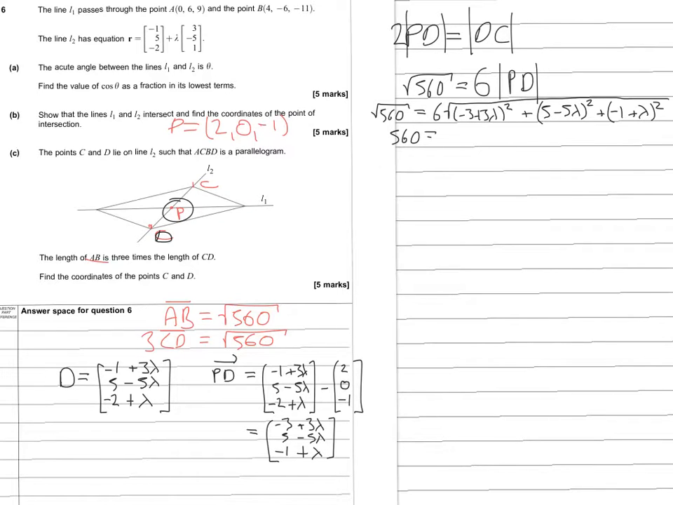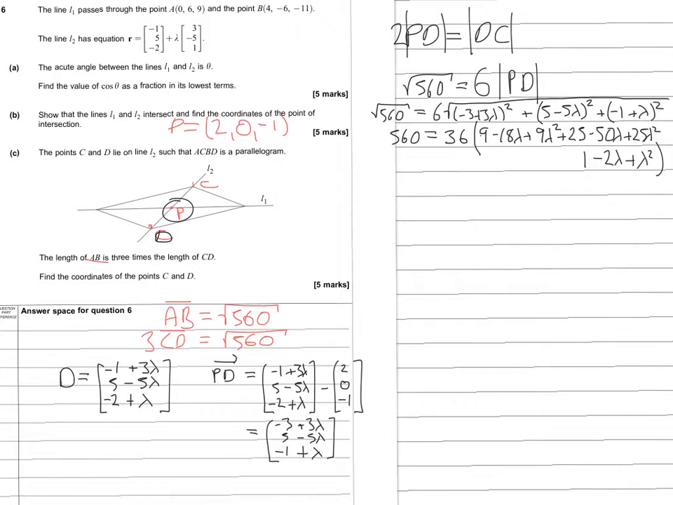560 equals 36, oops, not 360, 36 times (-3 + 3λ) squared, so that would be 9 minus 18λ plus 9λ squared. (5 - 5λ) squared, so that would be plus 25 minus 50λ plus 25λ squared. (-1 + λ) squared, so that would be 1 minus 2λ plus λ squared.